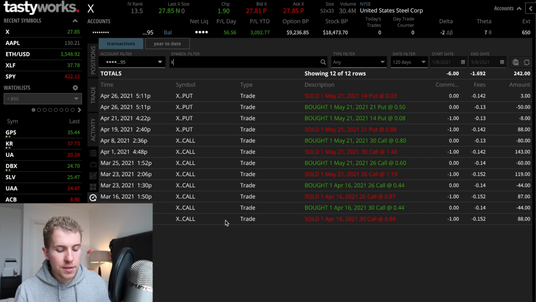Now we're in my transaction history for the stock X, and what you can see here is that I've been trading X quite a lot, and actually I've been doing exactly this. Whenever X would reach the upper end of its trading range, I would sell a call, and whenever X would reach the lower end of its trading range, I would sell a put. That's exactly what I did, and luckily for me, it worked out well. However, I'm 100% aware that if X had continued its trend, either uptrend or downtrend, I would have got hurt. That's the thing with this strategy.